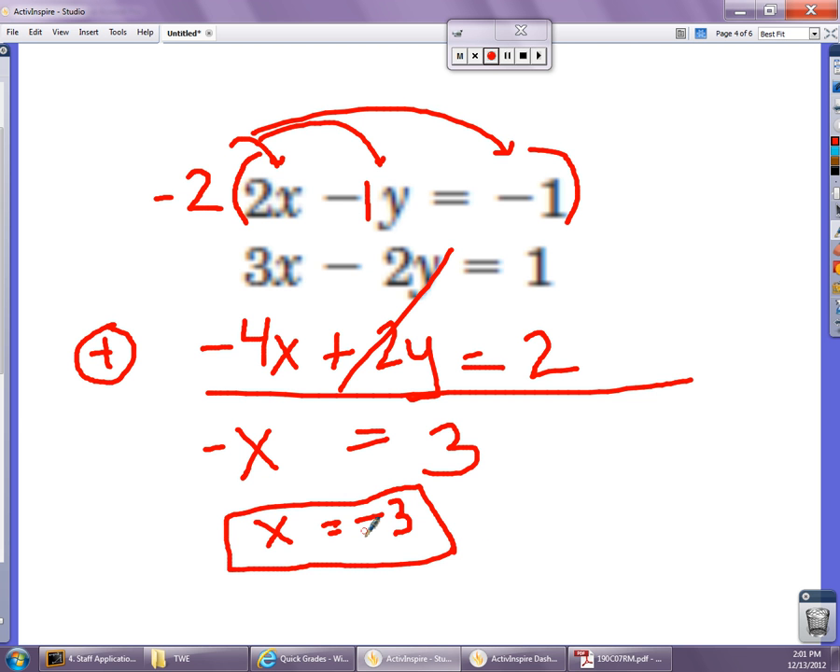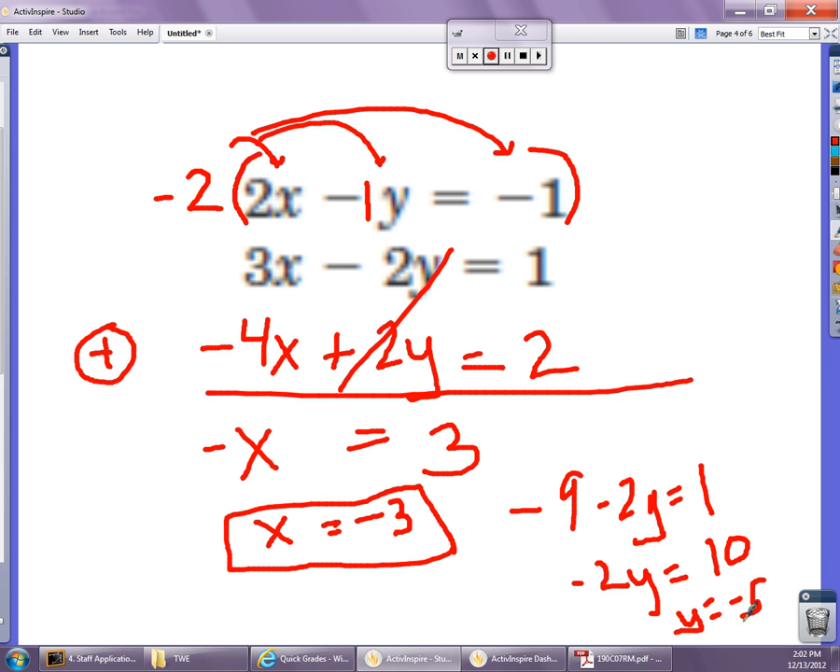Now, the last step is to remember to solve. Plug the x back into one of these equations. I'm going to use the bottom one now. So instead of 3 times x, it's 3 times negative 3. So I get negative 9, and then I'm going to bring down the rest of the equation. Minus 2y equals 1. Add 9 to both sides, you get negative 2y equals 10. And then divide by negative 2, and you get y equals negative 5.